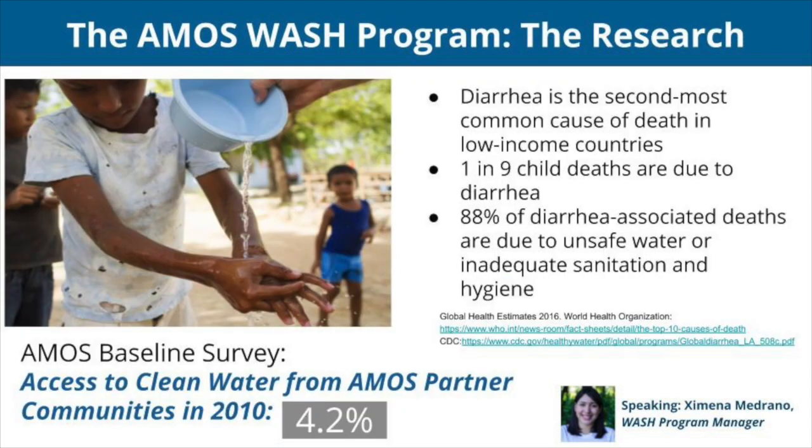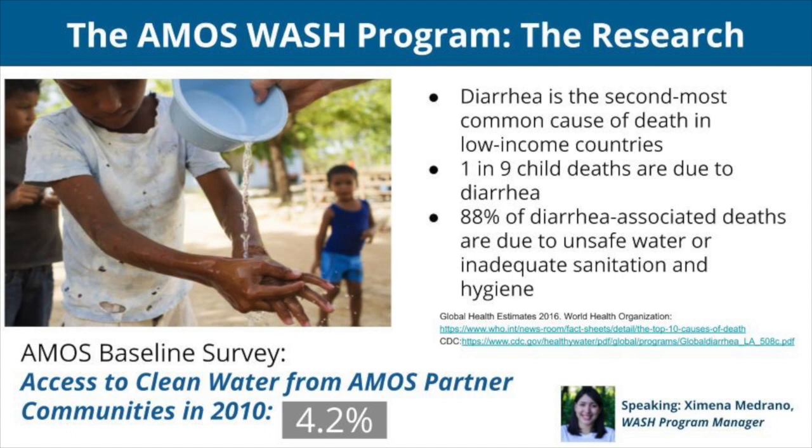So before AMOS began our water filter program, we did a baseline survey in all our communities at that time. This was in 2010. And we calculated that only 4.2% of members of these communities had access to clean water. Some communities right now have tanks and they add chlorine in the tank, but at that time that wasn't even the case. If they had some sort of clean water, it was because of manual chlorination.